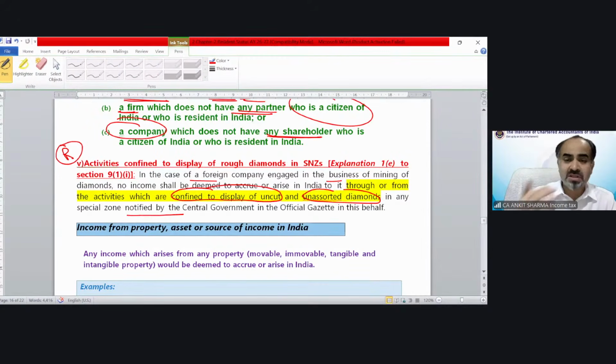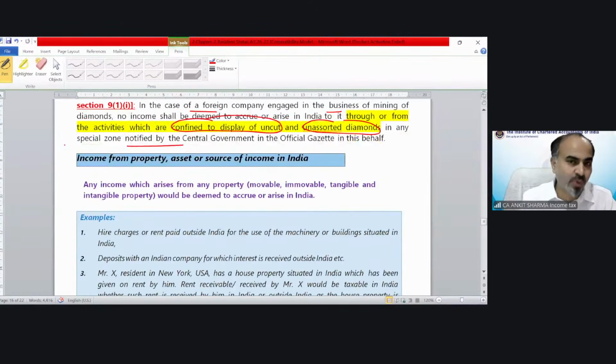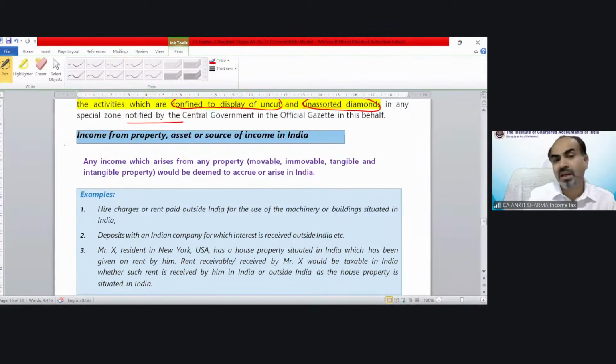So that was business connection, from the point of view of business, when income could be treated as deemed to arise. Now, income from property, asset, or source of income in India. It says any income which arises from any property, movable, immovable, tangible, intangible, would be deemed to accrue or arise in India. So if any property is in India, then any income arising from that property is going to be treated as deemed to accrue or arise in India.